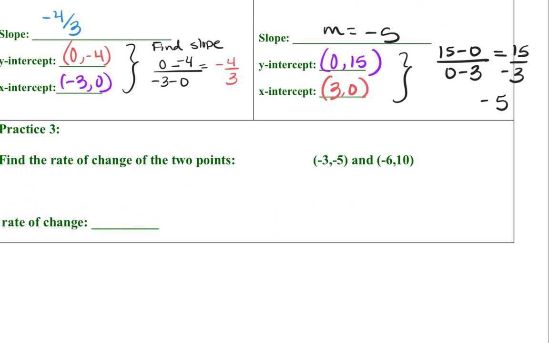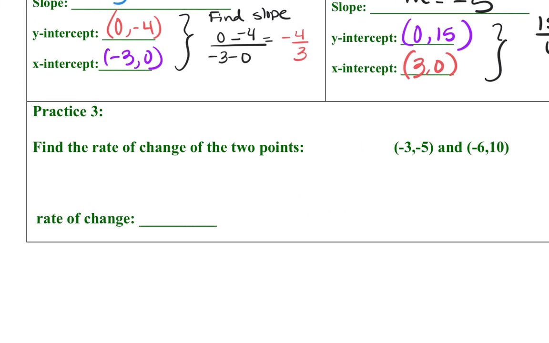All right, let's do the last one. So the last one, it just says find the rate of change of 2 points. And we talked about this already. What does that rate of change mean? Slope. All right, so x1, y1, x2, y2. Gilbert, how would I fill this in? Gilberto. What would I put in?